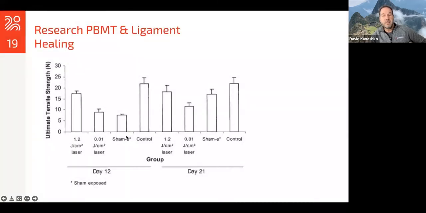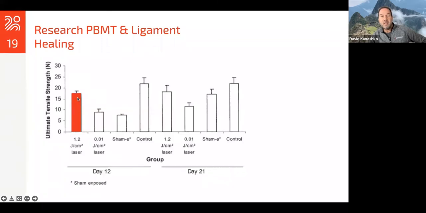These are the results, and it's really interesting. So if you look at after 12 days, this is the ultimate tensile strength that's been measured. So they have a way of testing this. Don't ask me how they did this. It probably sounds pretty gory, but they checked the tensile strength after 12 days. And you can see here, the 1.2 joules per centimeter squared gave you a fairly high, this is measured in newtons, by the way, and probably newtons per something.